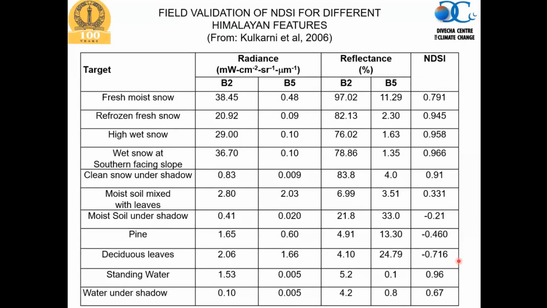Really, that is the field validation of NDSI for different land features. So you have band 2 and band 5, which we are supposed to use for NDSI. So we have done it for fresh moist snow, refrozen fresh snow, high wet snow, then clean snow under shadow, and moist.